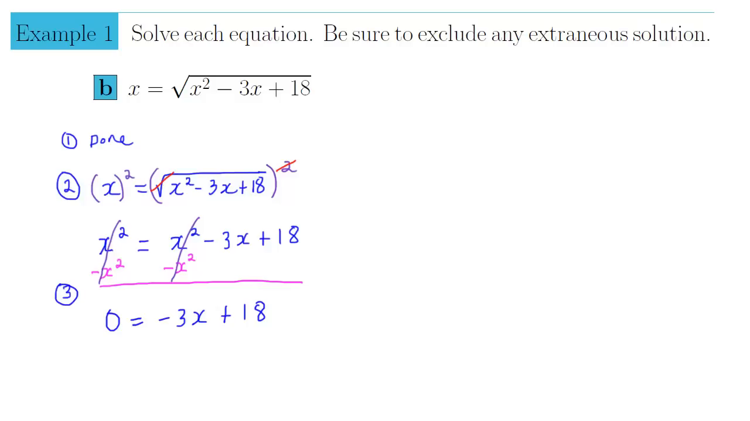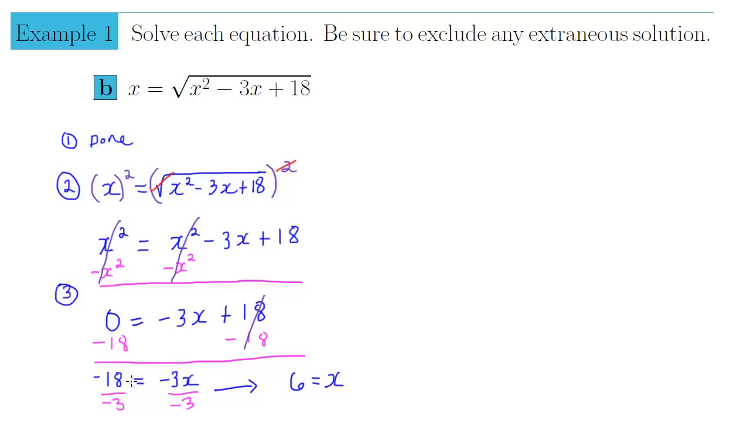Okay? So let's go ahead and move my 18 and my 3 around so that I can get my solution for x. So here's the steps to solve 0 equals negative 3x plus 18. You move the 18 over first by subtracting. Then you divide by the negative 3 to get x by itself, and you end up with x equals positive 6. Are we done? Well, not quite, right?